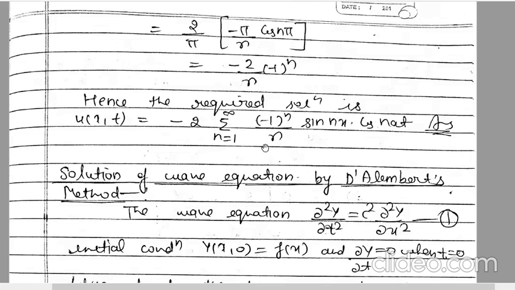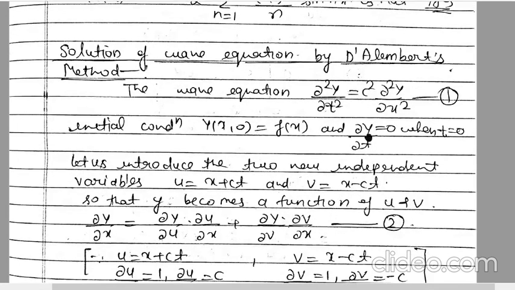Now, solution of wave equation by D'Alembert's method. So what is the solution of wave equation by D'Alembert's method? We know one method, as we have already seen in the previous session. Now by the method of D'Alembert's, we know that our wave equation is del 2y upon del t square is equal to c square del 2y upon del x2. The previous method is our separation of variables and this method is D'Alembert's wave method.